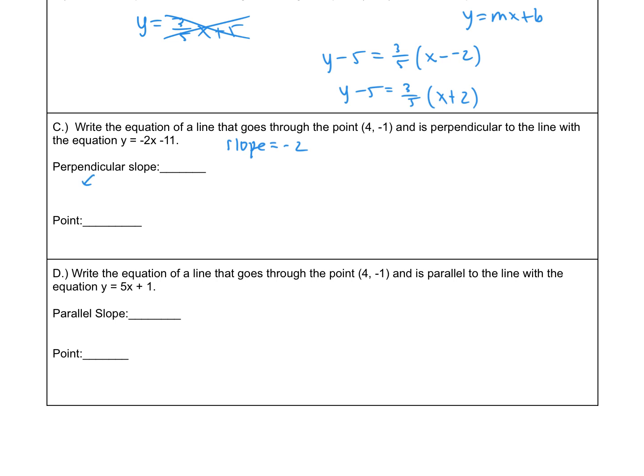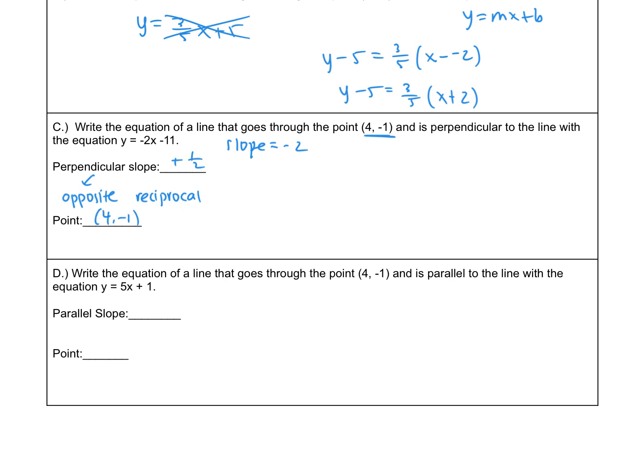Perpendicular slope, we said, has to be opposite, so it's going to have to be positive, and it has to be a reciprocal. Zulkarnain, what is the reciprocal of 2? 1/2. And then because it's an opposite sign, it's a positive 1/2. So we know our slope is positive 1/2, and we know we have to go through this point (4, -1).